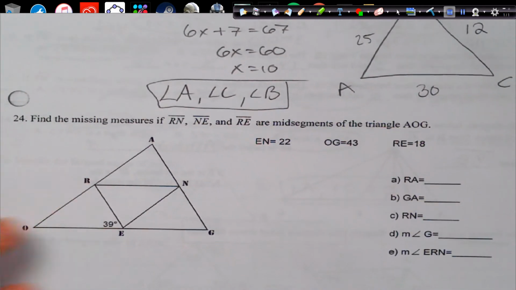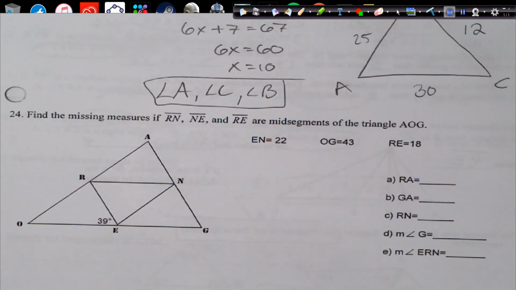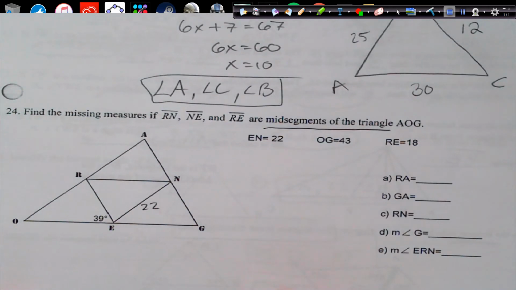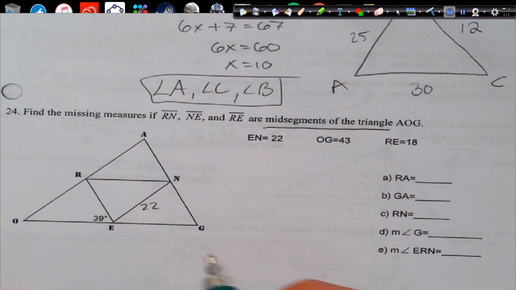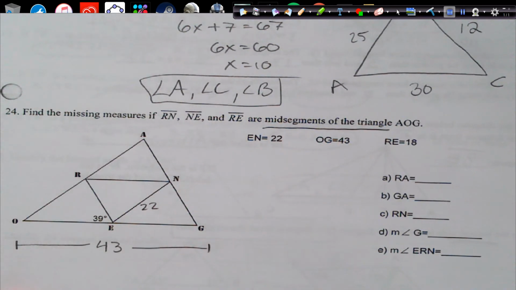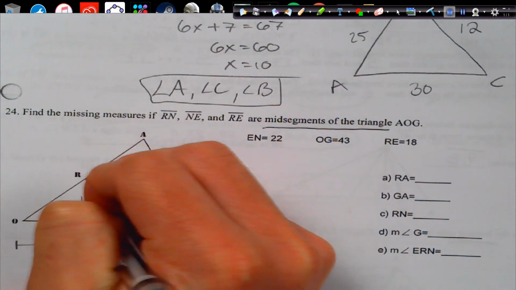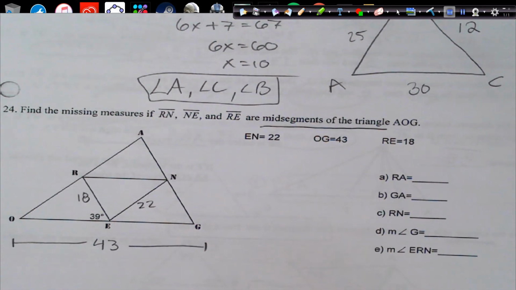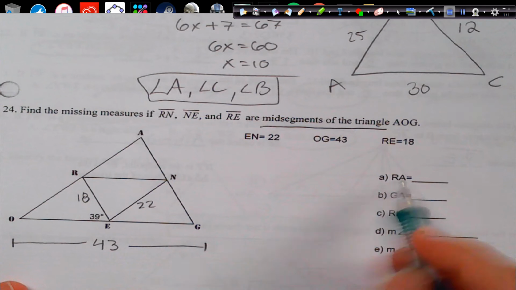All right, 24, find the missing measures of RN, NE, RE, and the midsegments of the triangle AOG. Let's do this. Okay, EN, let's plug it in, that's 22. By the way, these are midsegments, okay? OG, the original gangster. 43. Okay? And RE, if there was an I, then it would be that store. Alright, that killed that joke. Okay. Alright. RA. RA is this segment here.